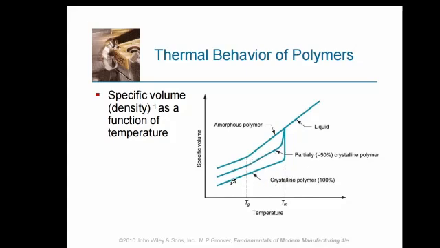Then for crystalline or cross-linked polymers, if you increase temperature, they don't become liquid as shown here. Instead, they degrade. That's why the volume increases up to a certain point.